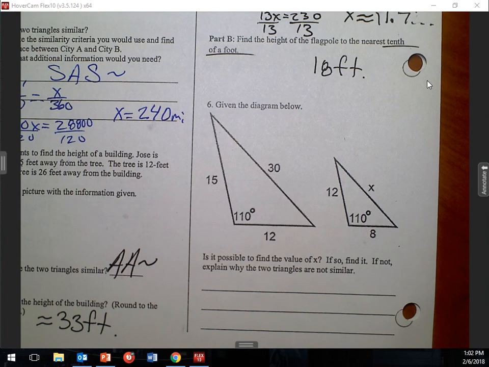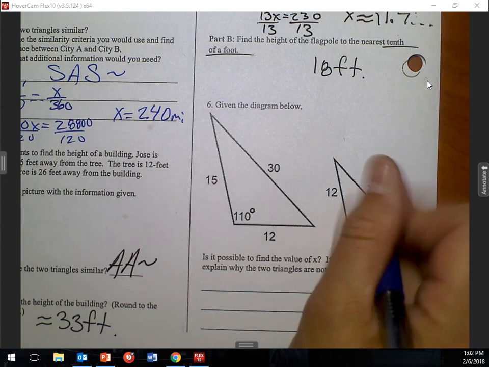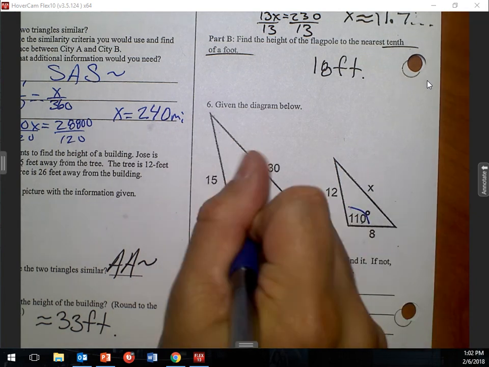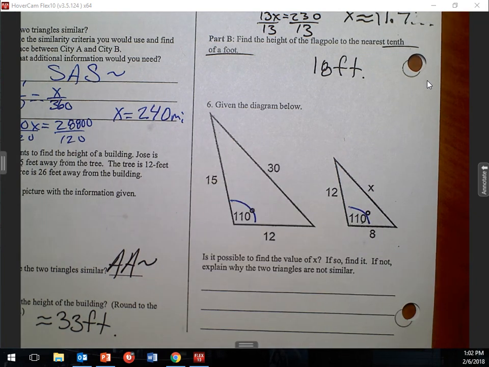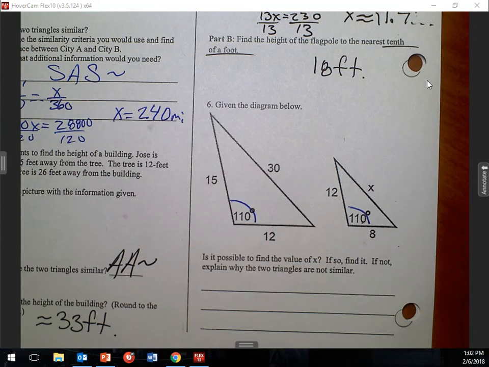Alrighty. Let's take a look here. Given the diagram below, I told you this matched one of my problems on page 8 and 9, right? I gave you a page number for this. So, first, let's see if they're going to be similar. If they're going to be similar, are my angles the same? Yeah. Okay, so let's mark that. That one is congruent to that one, right? Yeah. So if they're similar, the sides have to have the same ratio or scale factor.